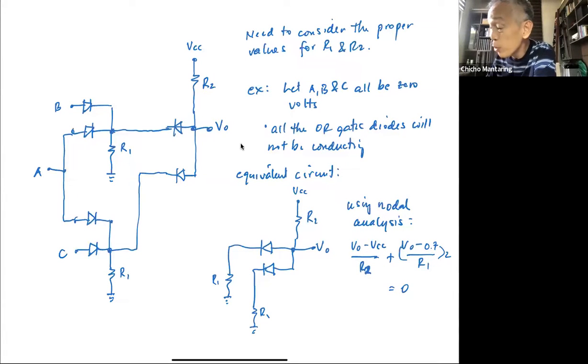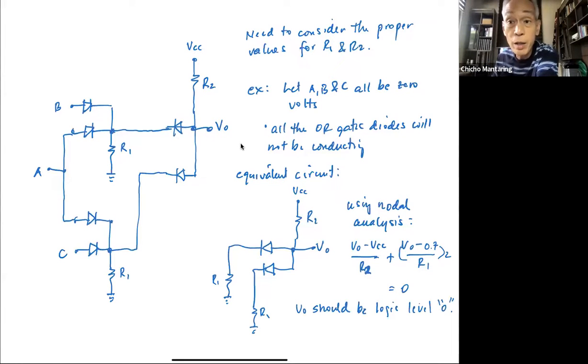Okay, so V sub O is supposed to be logic level 0. That is, if this output is to act as an input to another diode logic gate, for example, if it acts as input to another diode logic OR gate, it should not allow this to turn on, right? It should not allow this to turn on. Okay, so the values of R2 and R1 have to be properly selected.